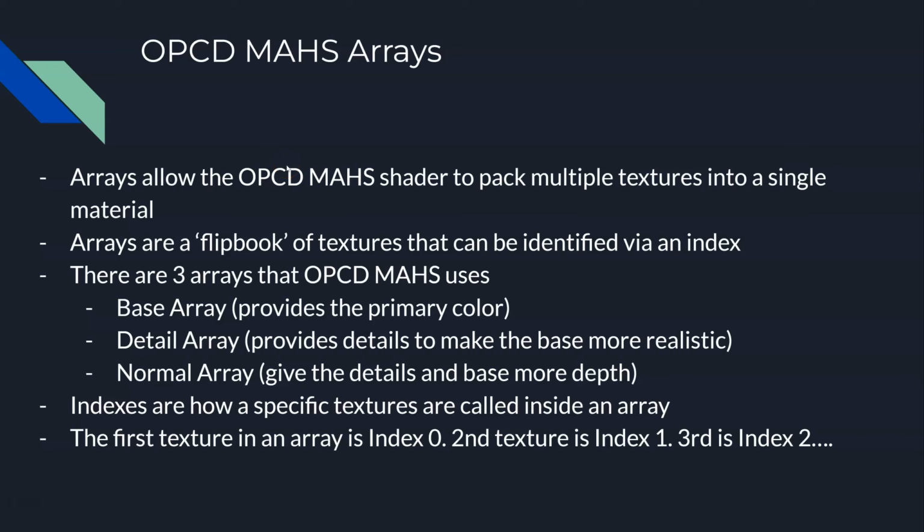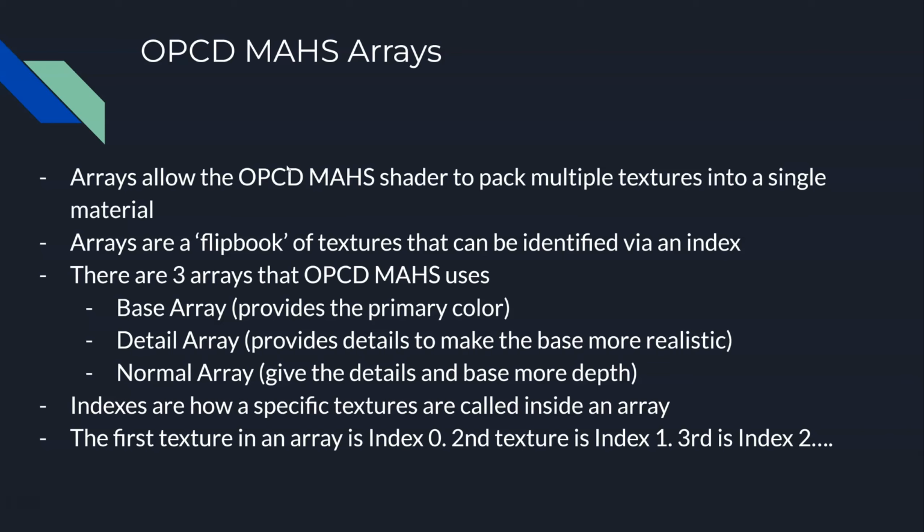Remember that an array is how the MAHS shader packs multiple textures into a single material. That typical shader I talked about in some of the theory only really uses one texture, like one albedo. This allows us to have a selection of multiple textures at our hands inside of there, so we can assign those to different channels. Now I know maybe that doesn't make much sense to you now, so hang on.